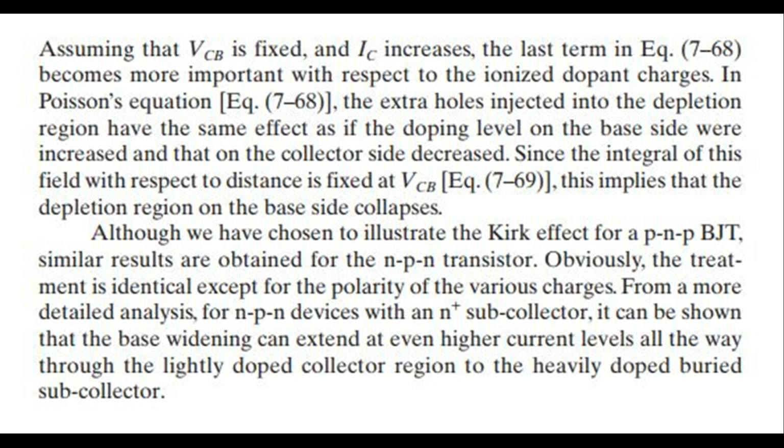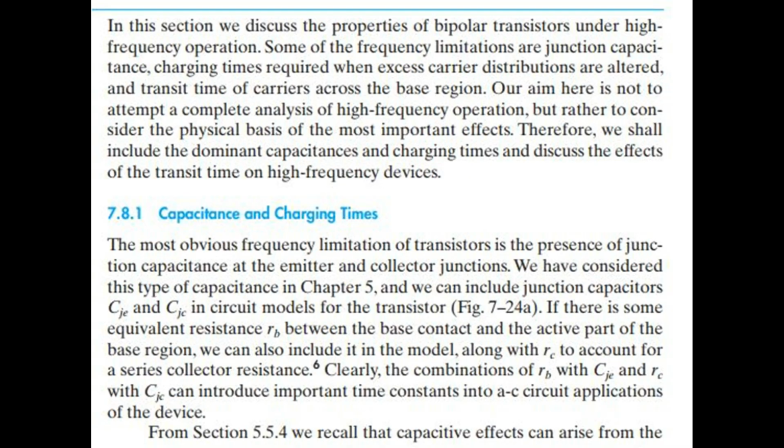Although we have chosen to illustrate the Kirk effect for a PNP BJT, similar results are obtained for the NPN transistor. Obviously, the treatment is identical except for the polarity of the various charges. From a more detailed analysis, for NPN devices with an N+ subcollector, it can be shown that the base widening can extend at even higher current levels all the way through the lightly doped collector region to the heavily doped buried subcollector. In this section we discuss the properties of bipolar transistors under high-frequency operation.